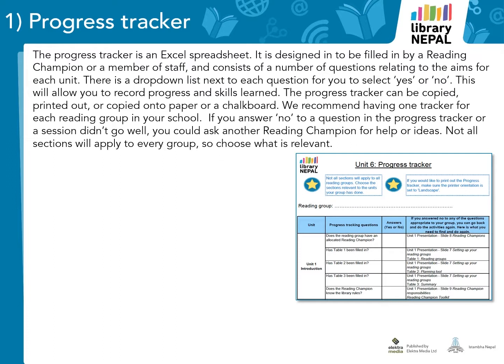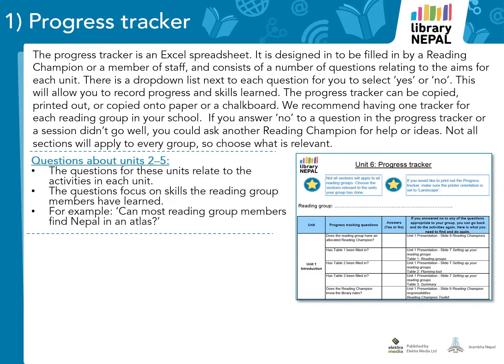The Progress Tracker can be copied, printed out, or copied onto paper or a chalkboard. You can have one tracker for each reading group in your school if you would like. If you answer no to a question in the Progress Tracker, or a session didn't go well, you could ask another reading champion for help or ideas. Not all sections will apply to every group, so choose what is relevant. The questions about Units 2 to 5 relate to the activities in each unit. The questions focus on skills the reading group members have learned.